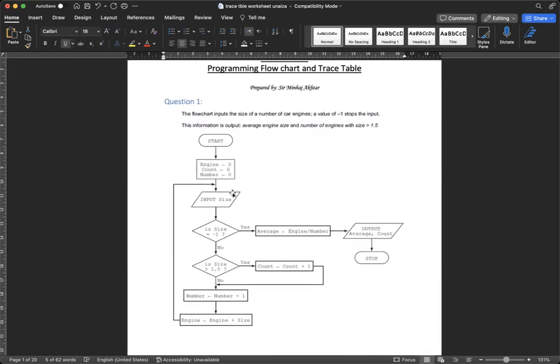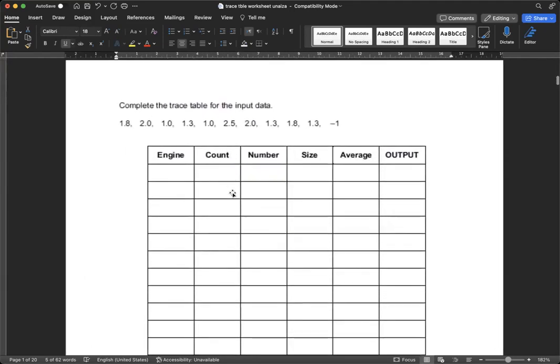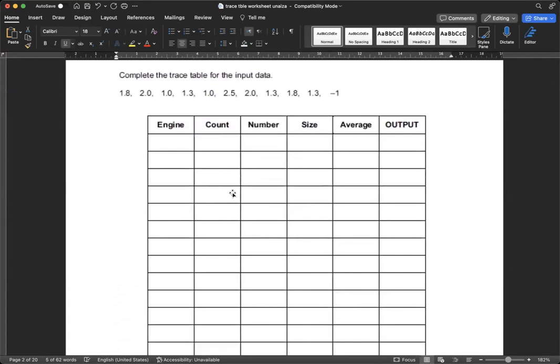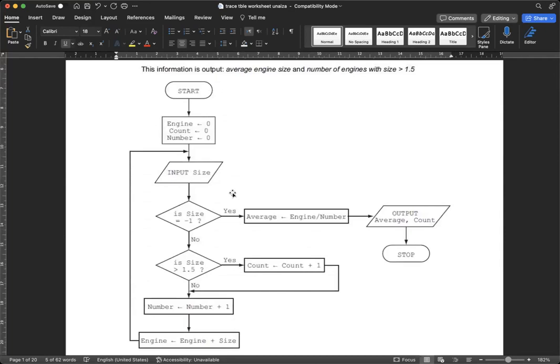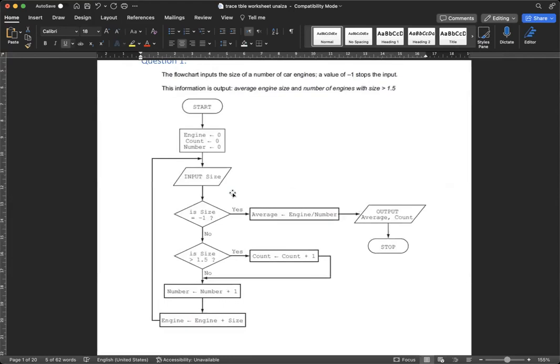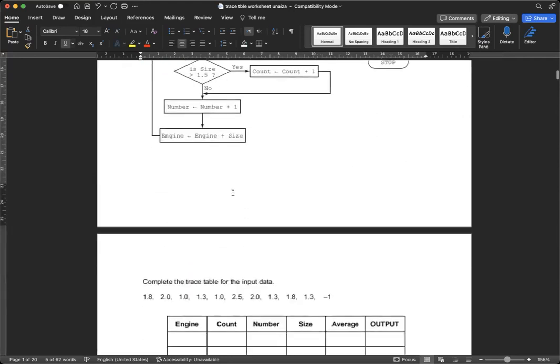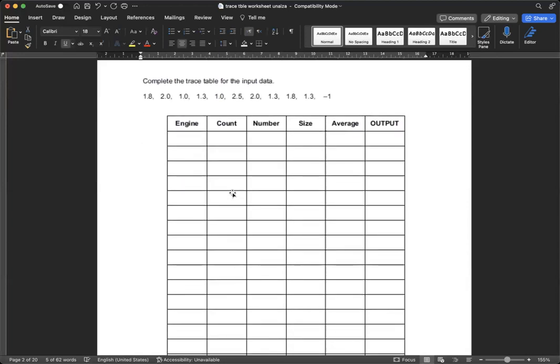A trace table is a question of your Paper 2. In this question, you have a flow chart like this. You have test data, the values like this, and you have a trace table. Basically, this method is used to find out the errors or problems in your program. So if you want to sort out problems or errors in your program, you use this method. So we have a flow chart, test data, and a trace table itself. Is that okay?